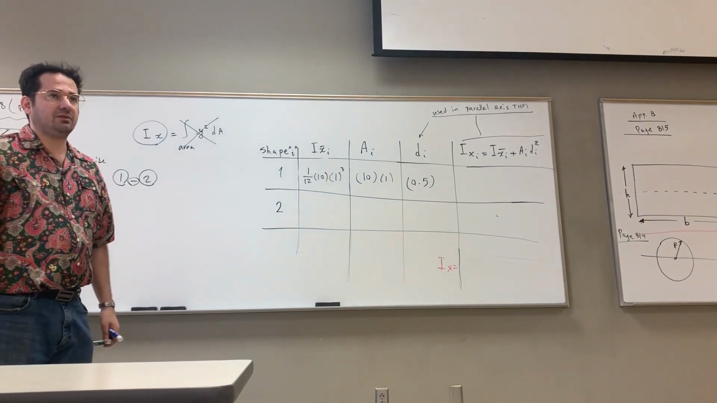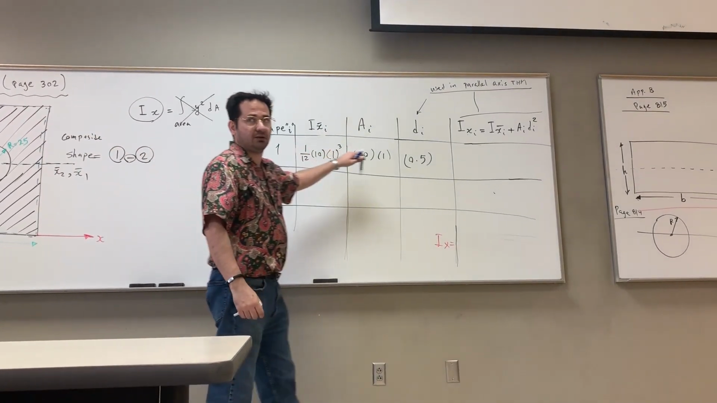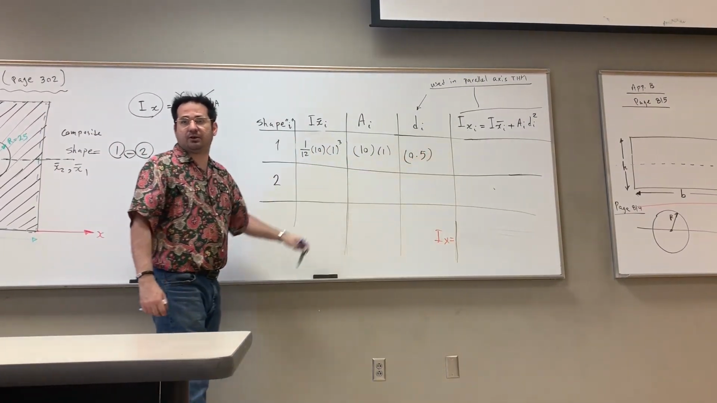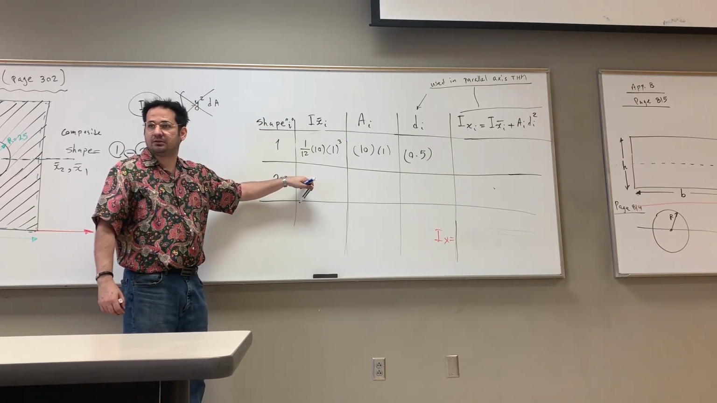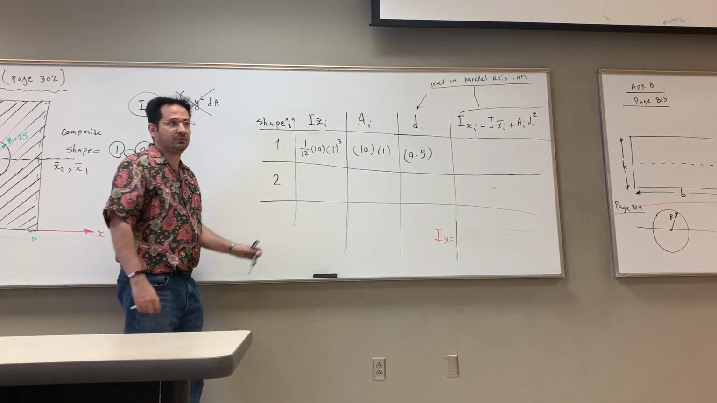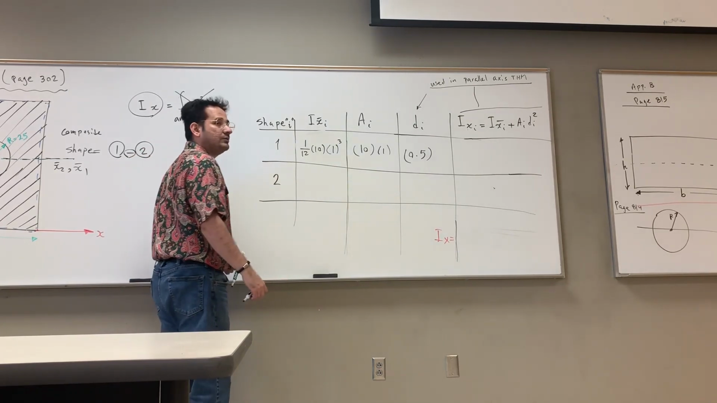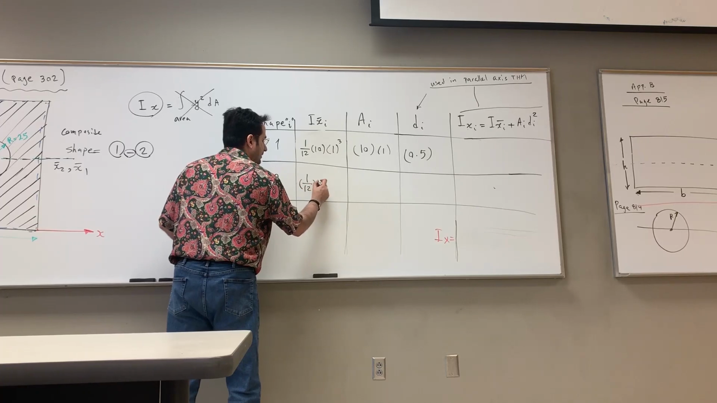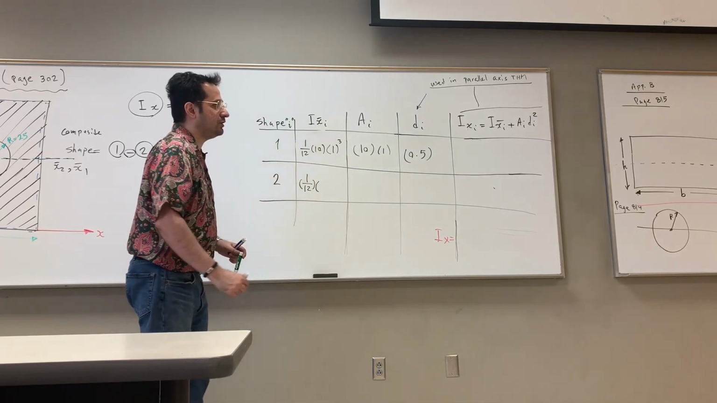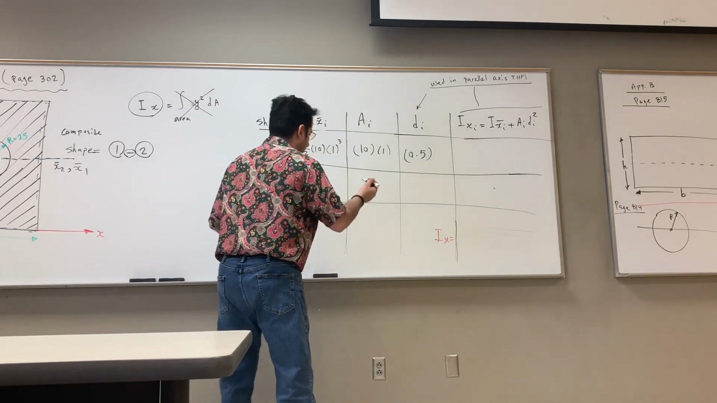So that's the first part, right? Now let's go to shape number 2. What should I put here? 1/12 b h cubed, 1/12 times 2 times 2 times 2. Is it just 2?